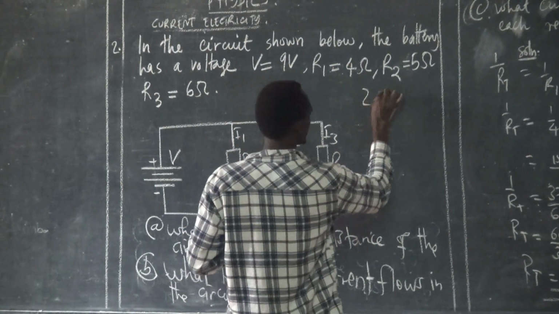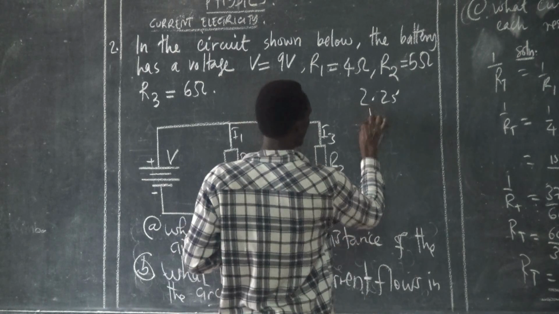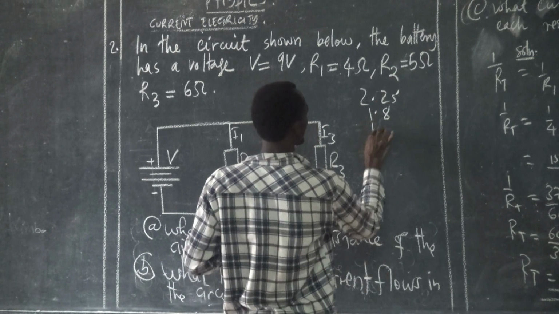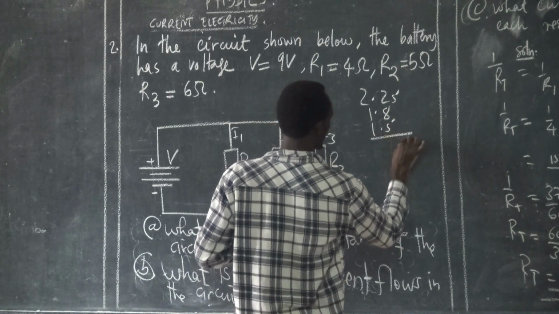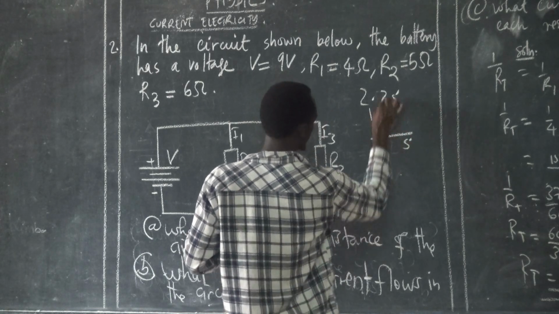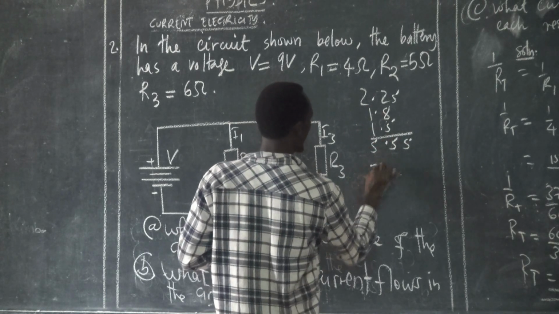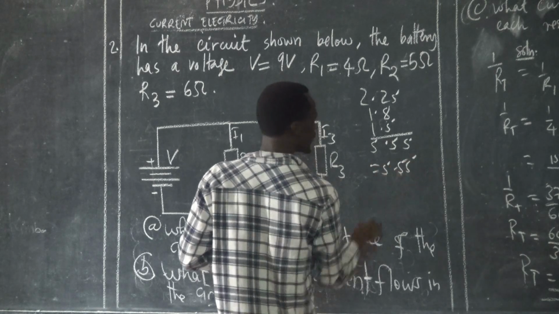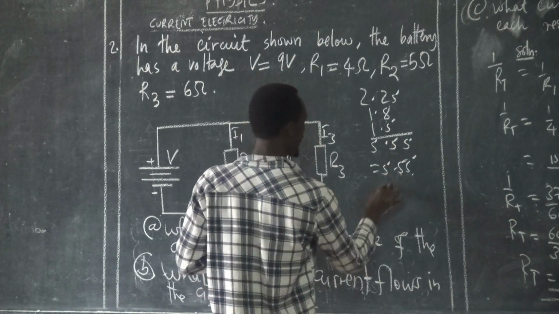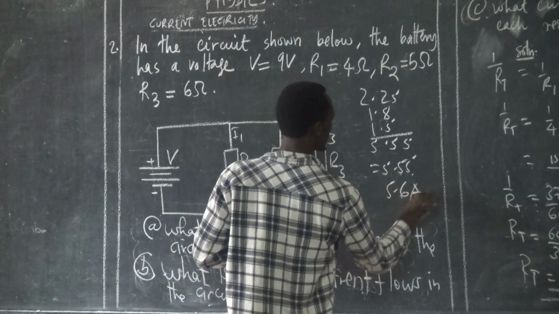We have 2.25. We have 1.8. Then we have 1.5. Now it is what? 5, then 15, then 4.5. Now it's equal to 5.55. If now you approximate, you get 5.6 ampere.